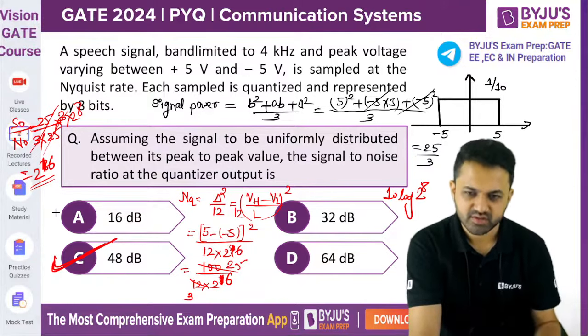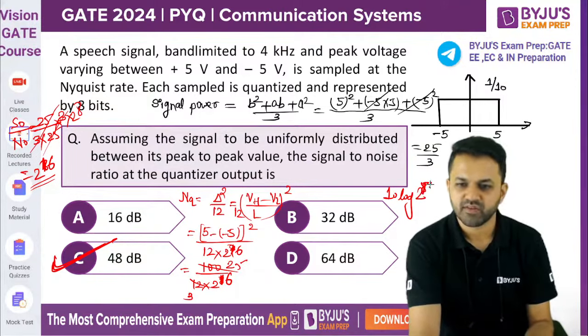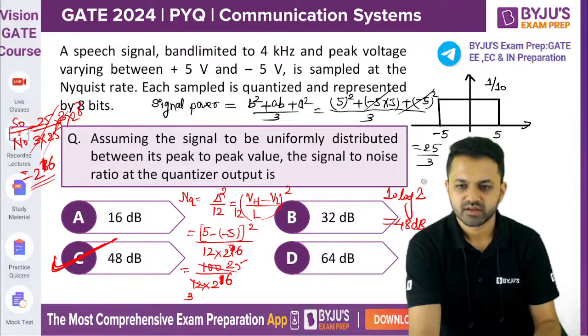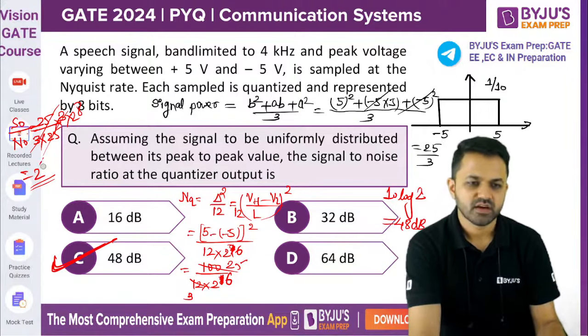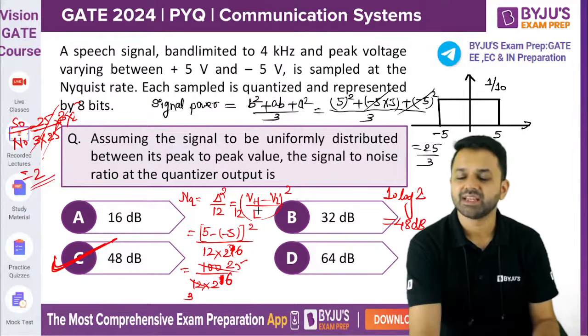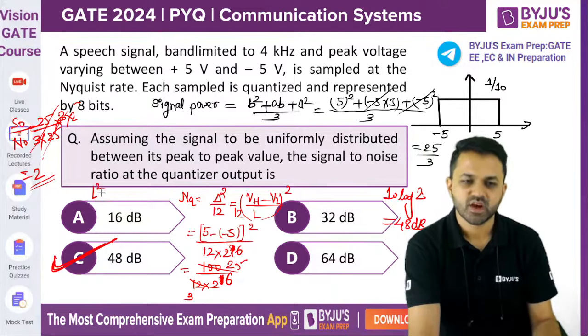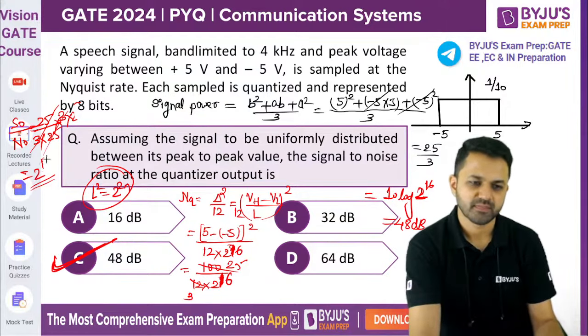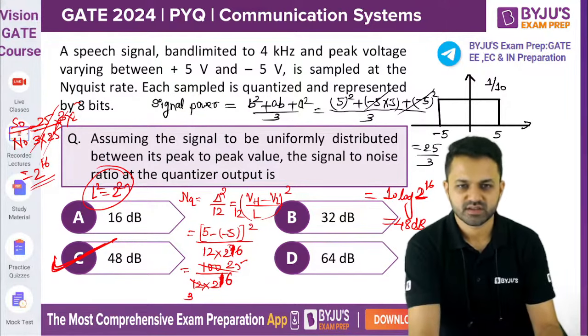We have one mistake here. This is 2 to the power 16, and 2 to the power 16 is equal to 48 dB. So there was a mistake: it was L square, and L square means 2 to the power 2n. So we have to put 2 to the power 2n, that means 2 to the power 16. So finally we get 2 to the power 16, that is 48 dB. Okay, so the answer is 48.